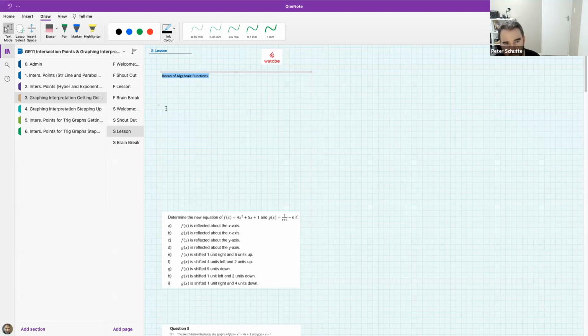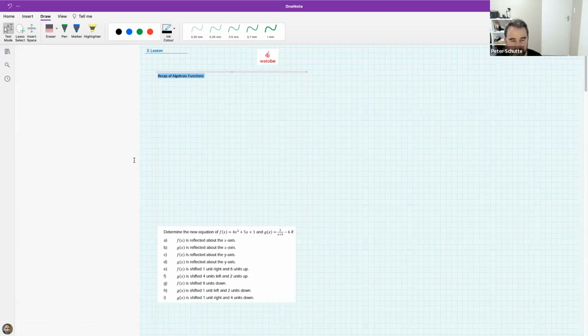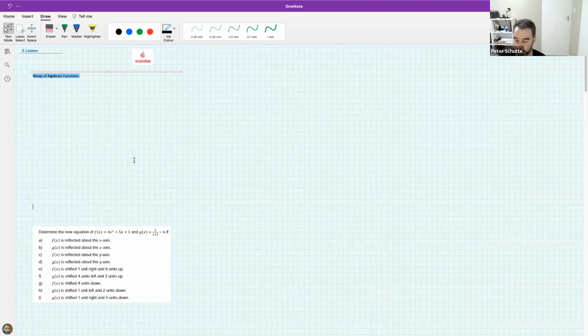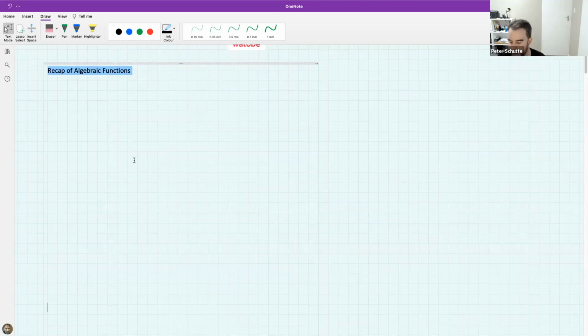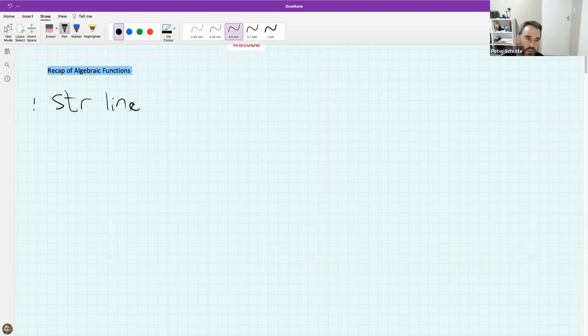So what we're going to be focusing on today is the four main algebraic functions and how we can reflect them and how we can transform them, move them up and down, left and right, and then some additional interpretation. But let's just take a moment to write down the four main algebraic functions.